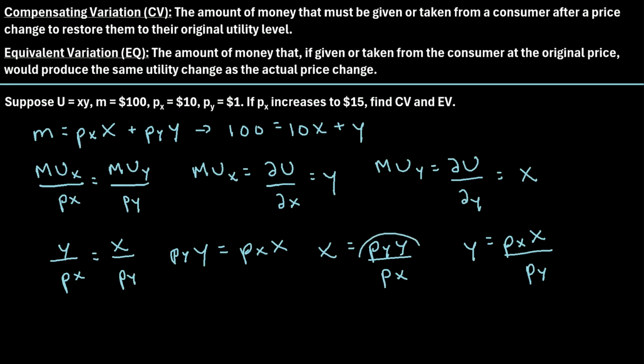So let's start by plugging in X, this value right here, into the budget constraint. We would get M is equal to the price of X times, we're going to plug in this value for X.